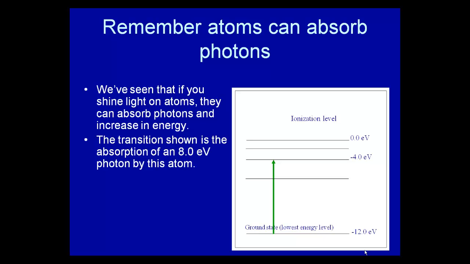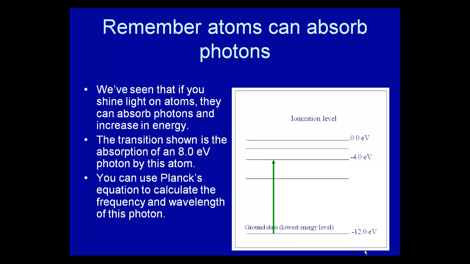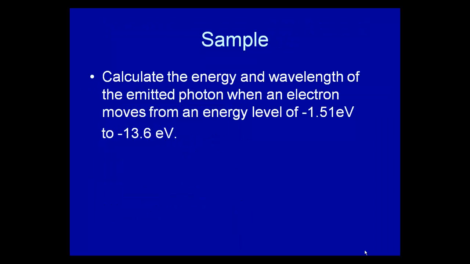The one that's shown is an 8 electron volt photon hitting it. So therefore the electron gains 8 electron volts of energy. And then of course you can use Planck's equation, E equals hf, to calculate the frequency and wavelength of the photon. So let's do a practice one. Let's calculate the energy and wavelength of an emitted photon when an electron moves from an energy level of 1.51 electron volts to 13.6 electron volts.